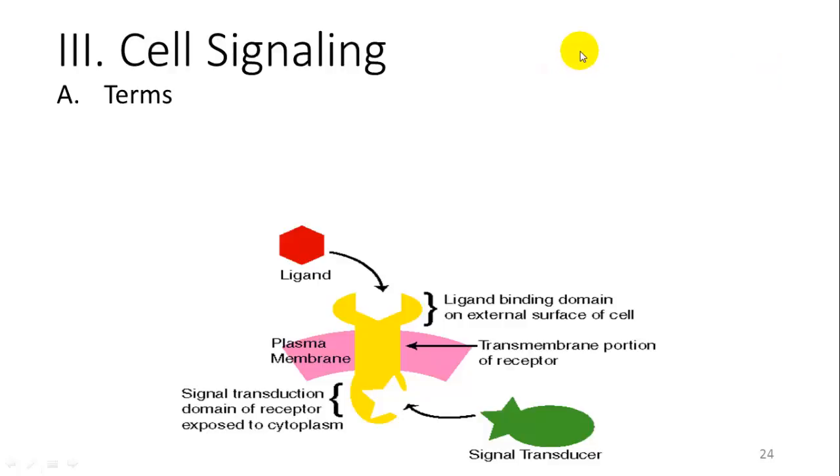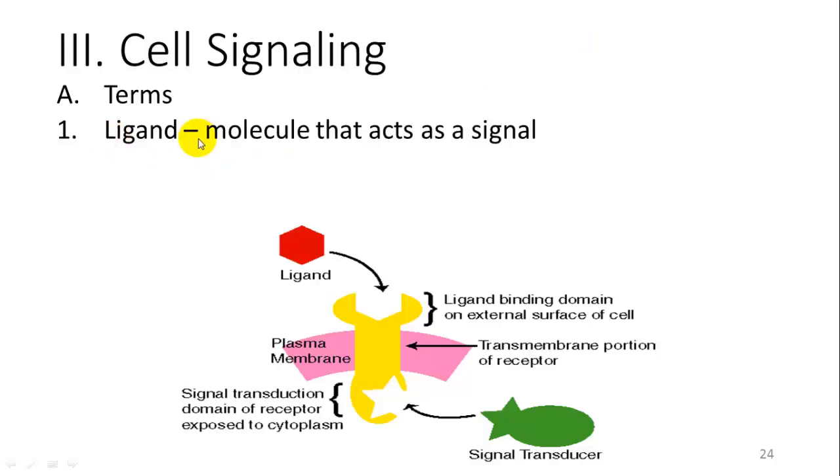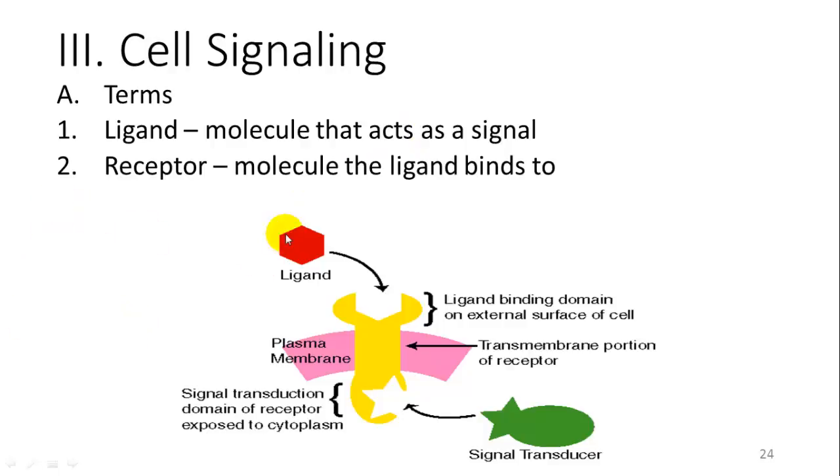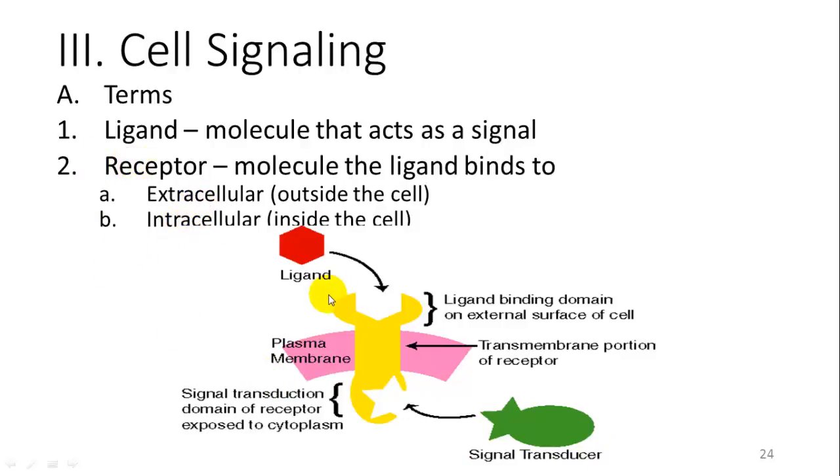All right, lastly, we're going to end with cell signaling. There are a few terms you need to know. A ligand is a molecule that acts as a signal. This can be a hormone, such as testosterone or estrogen. It could be another chemical. And then a receptor is what the ligand binds to. When it binds, it'll somehow change the shape of the protein and cause a signal or a change to occur within the cell. These receptors can be extracellular or intracellular, depending on their function.